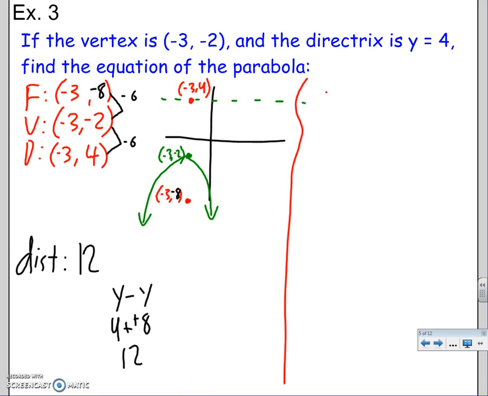Step 3, find A. A is that formula, 1 over 2 times the distance. The distance was 12. So that's 1 over 24. And it's negative. So make sure you say A is negative 1 over 24.